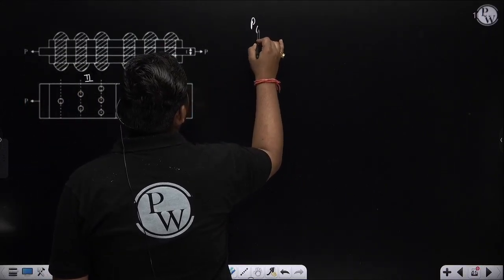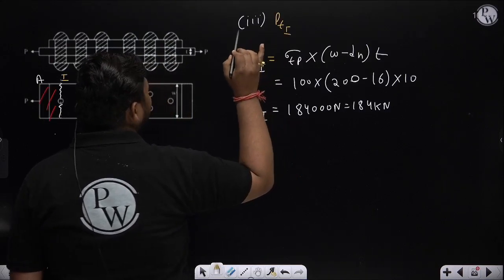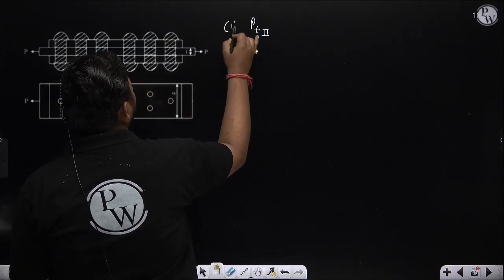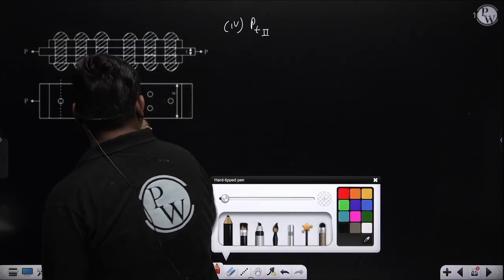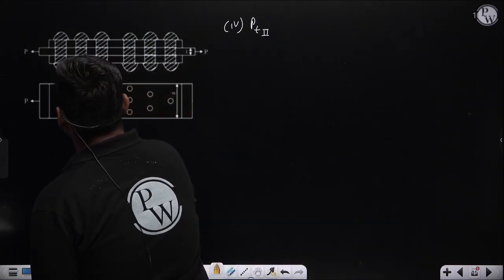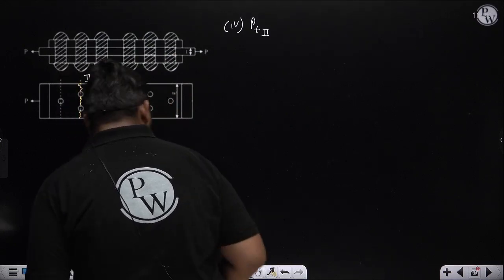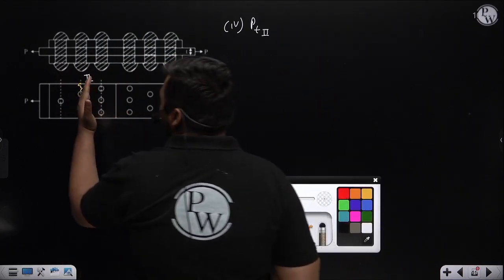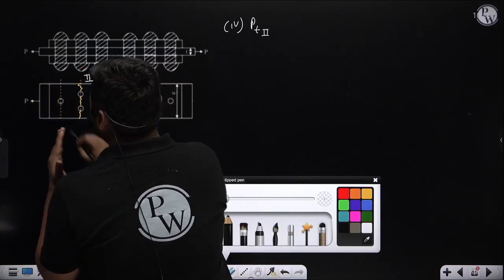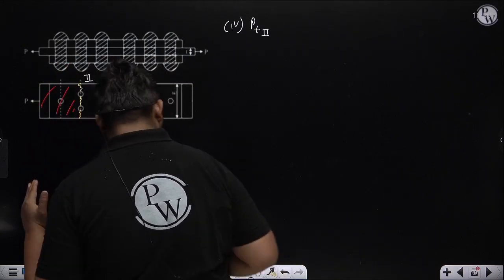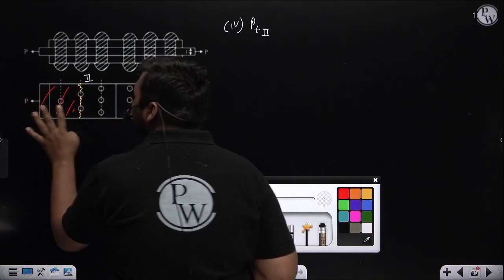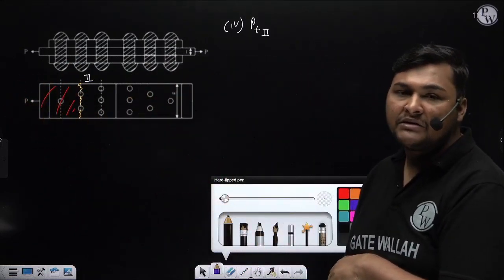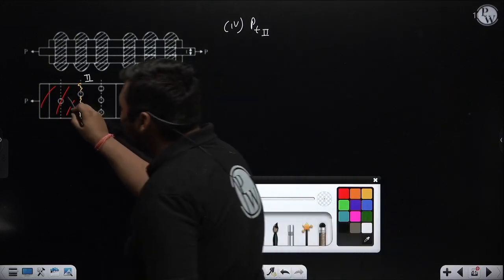So we will calculate PT2 also. PT2 means load carrying capacity to avoid tearing from second row. Now how to calculate that? We want to avoid tearing from this. Now if you take this side region of plate A, if tearing is only occurring from this plane, this part of the system will not get separated from the entire system. Why? Because this rivet will not allow.